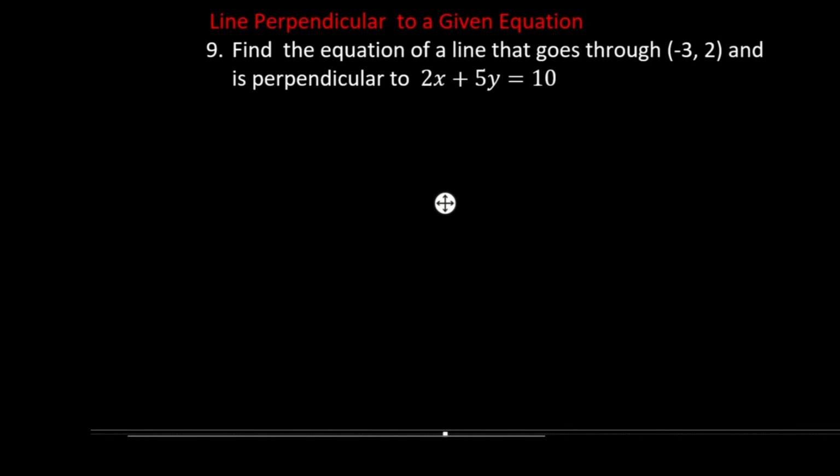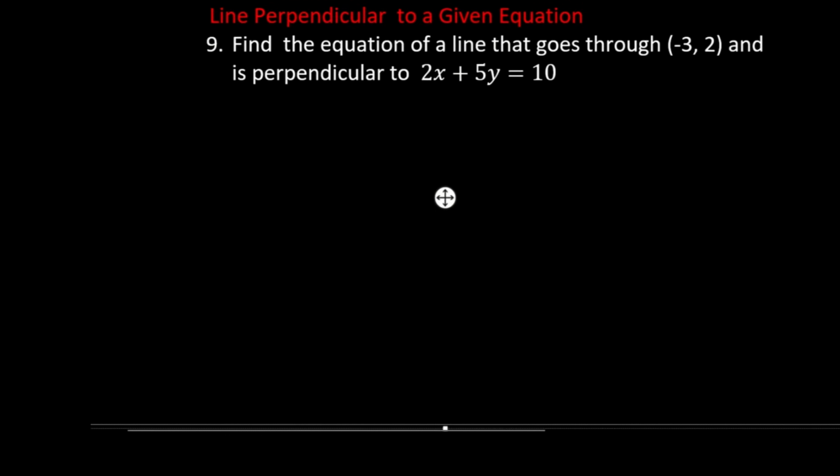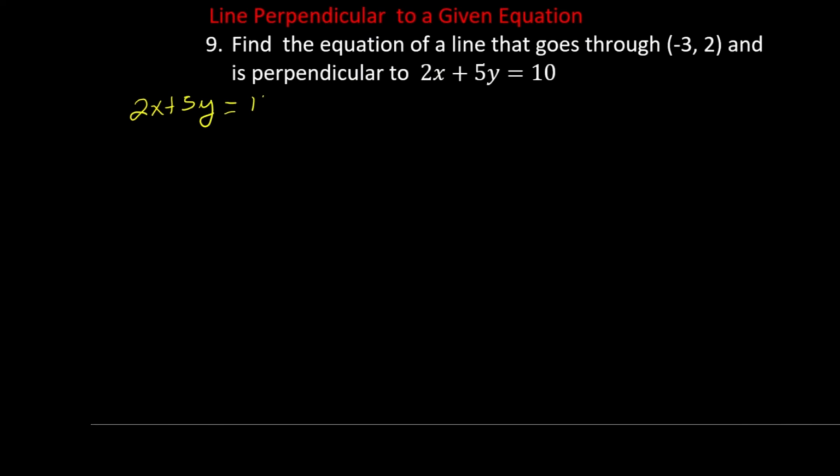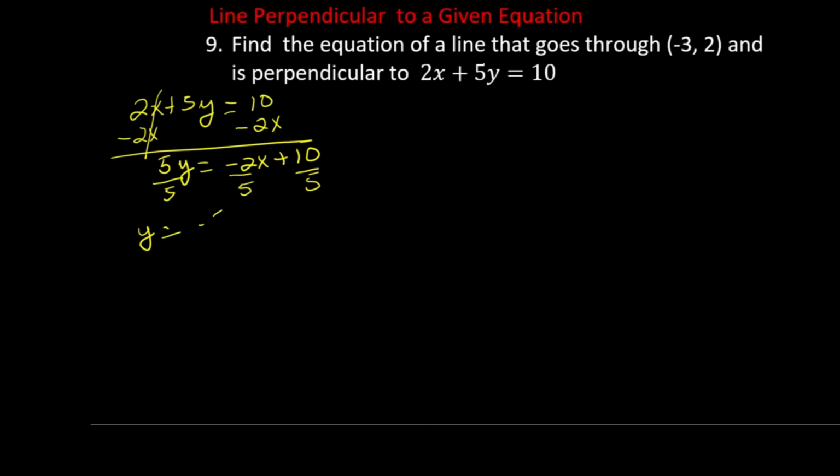Problem 9. Line perpendicular to a given equation. Find the equation of a line that goes through -3, 2 and is perpendicular to 2x plus 5y equals 10. Let's get this in slope-intercept form. Subtract 2x from both sides. Now we have 5y equals -2x plus 10. Next, divide both sides by 5. Now we have y equals -2/5 x plus 2.